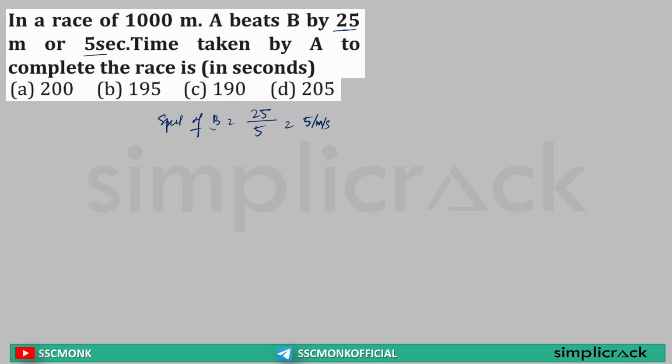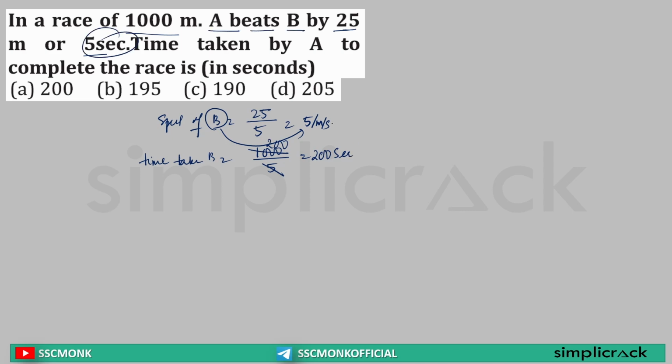Now, sir, if the speed of B is 5 meters per second, the distance is 1000 meters. Time taken by B is equal to what? Sir, time taken by B is equal to 1000 divided by 5. 5 2s are 10, that is 200 seconds. Now what it is saying, sir, A is beating B by 5 seconds.